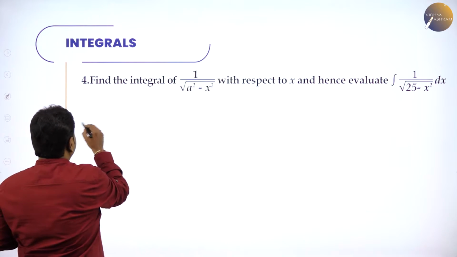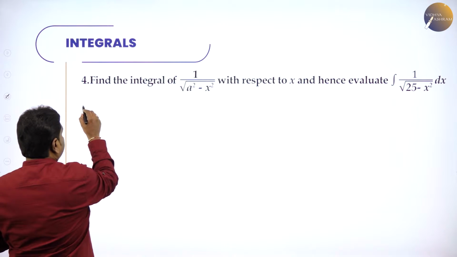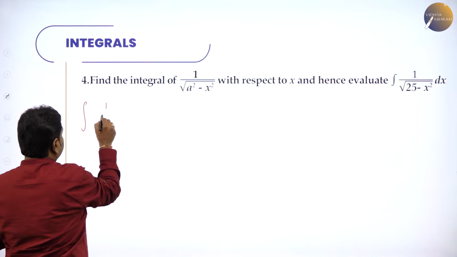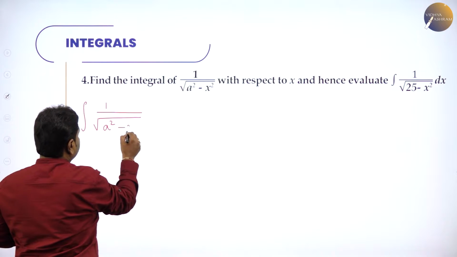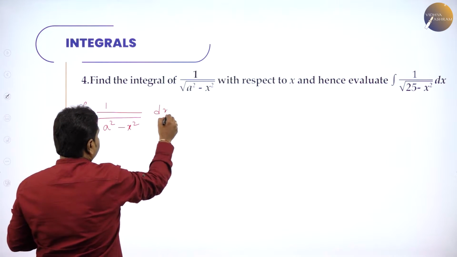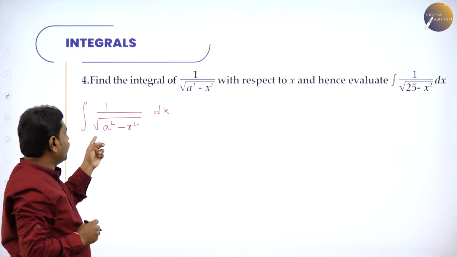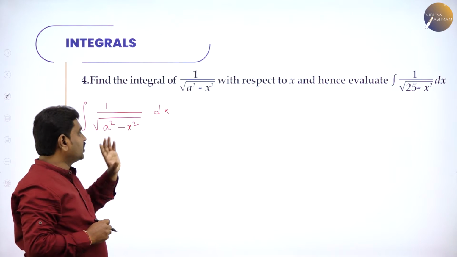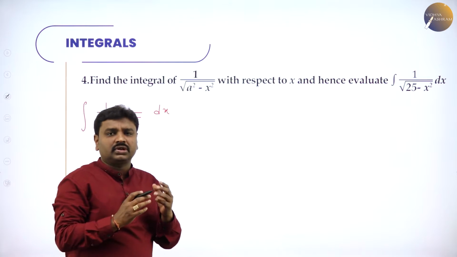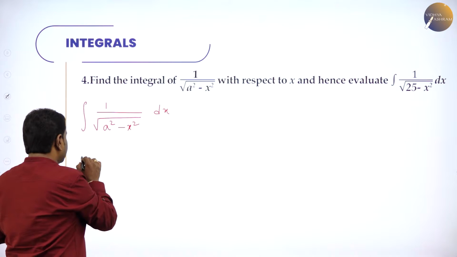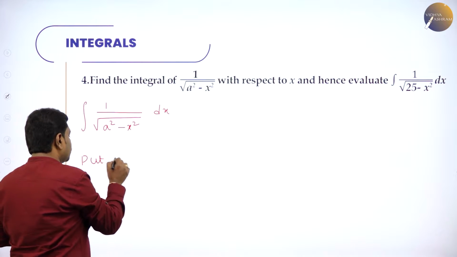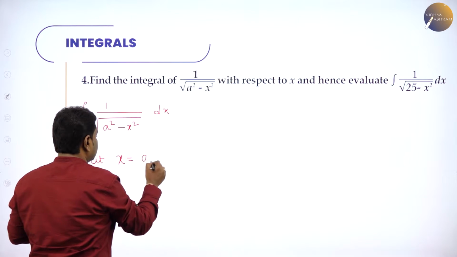So let us take the given problem, integral of 1 by root of a square minus x square with respect to x. So now you have under root, do method of substitution. If we don't have root, then we can do factorization. So that's why put x as what? A sin theta. Put x as a sin theta.